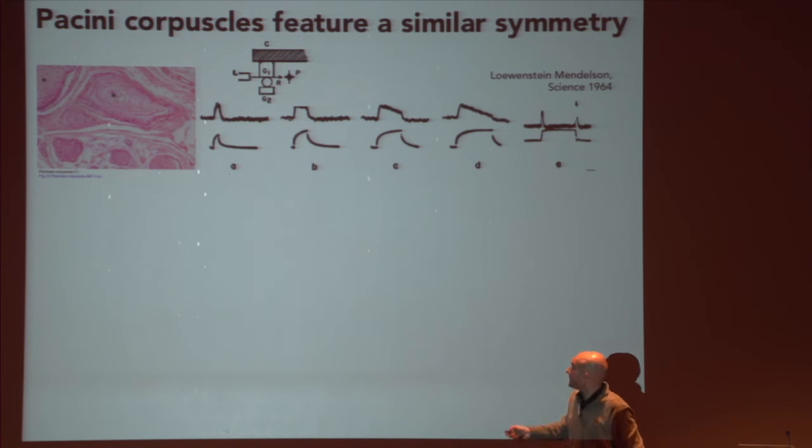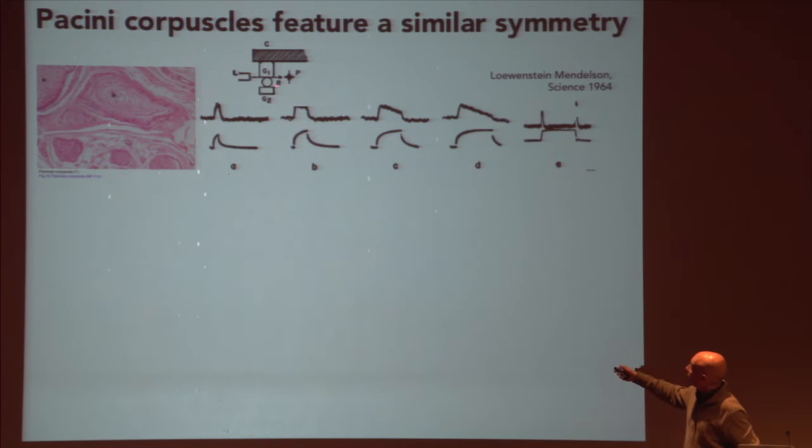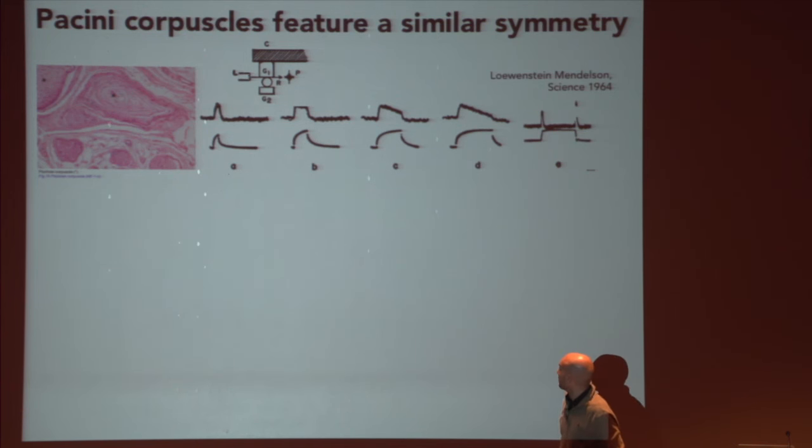And the experiment they did, in the wild type, if you don't do anything to the Pacini corpuscle, this is the response that you have. You apply pressure, you get a response. Then you have perfect adaptation on time scales of 10 seconds. And then you have again, at the offset, you get the response.